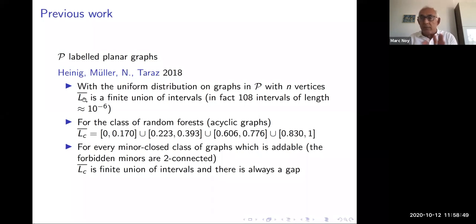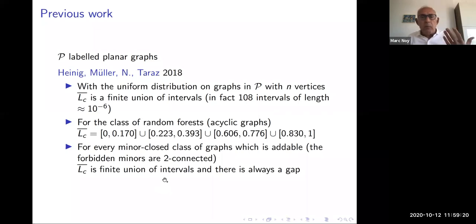And then we saw it was a finite union of intervals, in fact many intervals which are very short. For the class of random forests, the acyclic graphs, there are 4 intervals, and these are given numbers. For instance, this 0.6 is e to the minus 1/2. And for every class which is closed under minors, which is a very natural concept in graph theory, this is always a finite union of intervals.